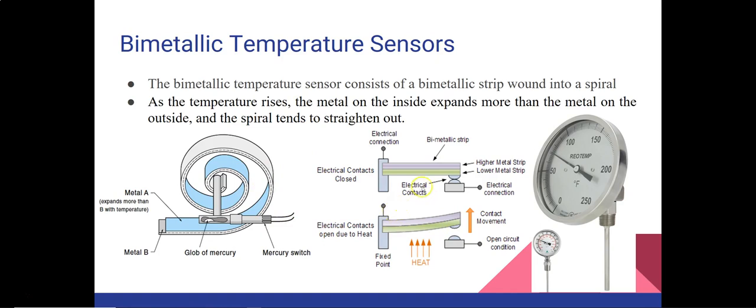Now here on the right you see another example of the picture of bimetallic temperature sensor, and these are the two different metals which are used, and here is the electrical connection, and you see here the electrical contact. Right now this bimetallic strip is in contact with the electrical connection, and as you can see in the other picture, as the heat is increased, then this bimetallic strip will go up and it will open up the contact with this terminal.